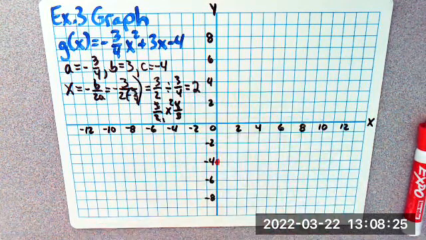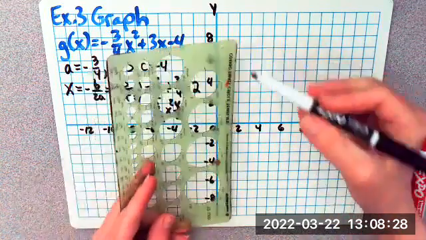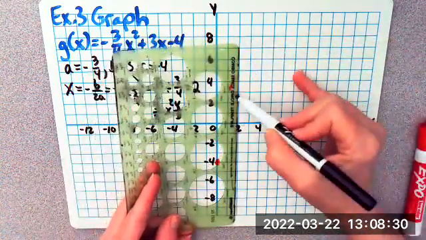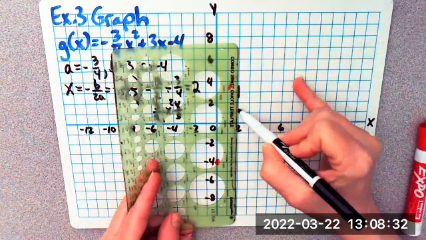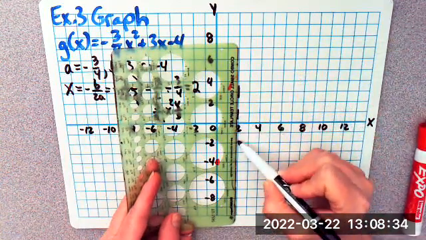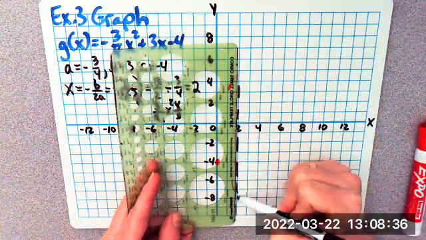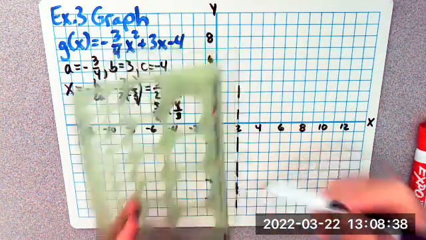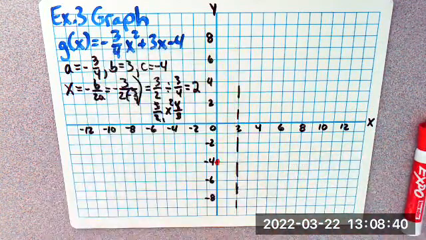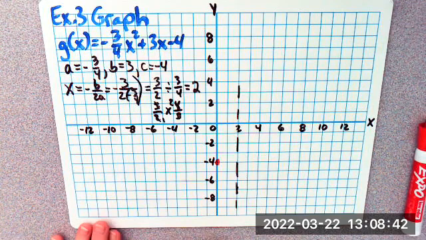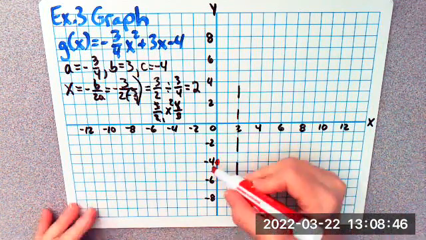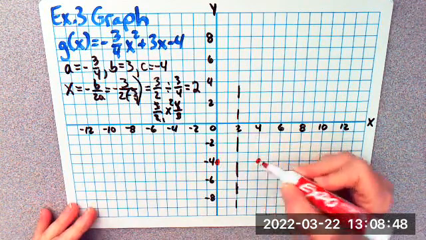All right, so that was an important thing to have. So now we have 2. We know it's opening downward, and we know the vertex is going through 2. So we also have a point, since this is 2 away, we have a point right here.